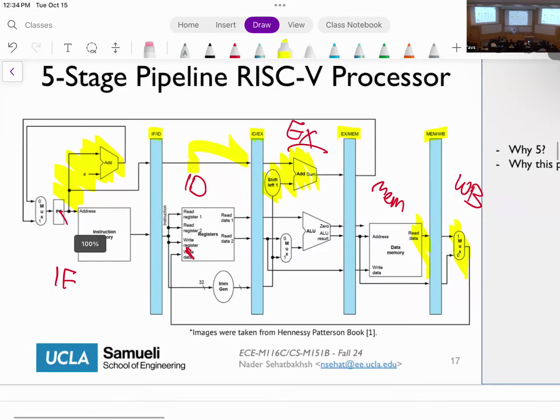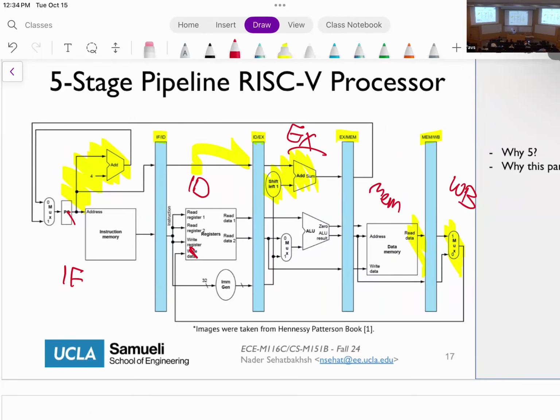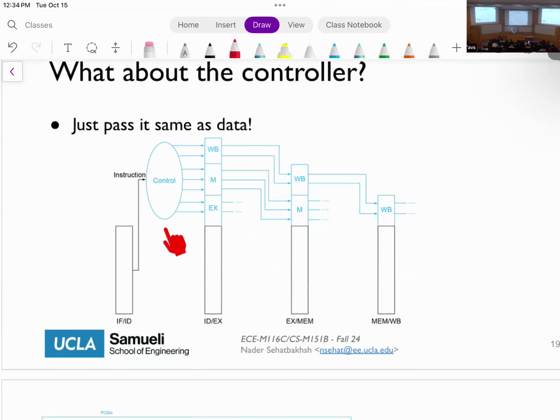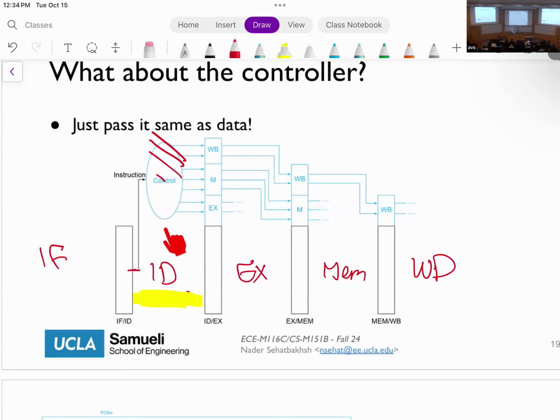So the first thing I want to talk about is the controller itself, because remember, I'm just showing you the data path. There's nothing about the controller, and we had all those signals. So how do we actually design the controller in this pipelined machine? The controller, if you remember, is used in the decode stage. So it's somewhere in between these two registers. This was my fetch, this is my decode, this is my execute, this is my memory, and this is my write back. So my controller gets the information from this IF/ID register.